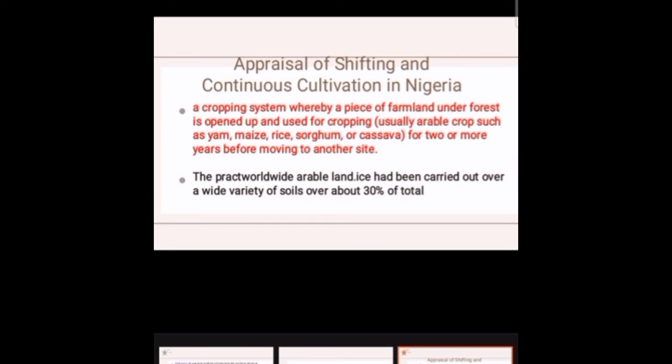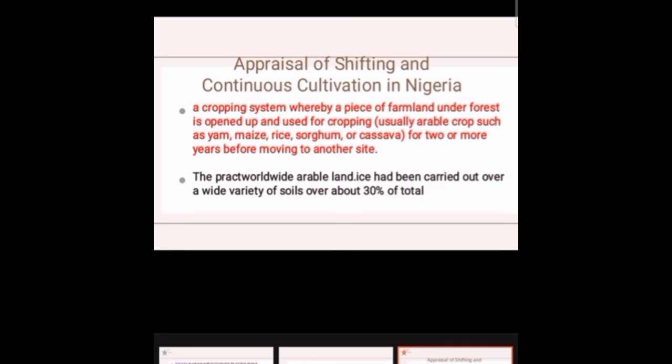Now our next topic is about appraisal of shifting and continuous cultivation in Nigeria. Now what is shifting cultivation? Shifting cultivation is a cropping system whereby a piece of farmland under forest is opened up and used for cropping for 2 or more years before moving to another site.